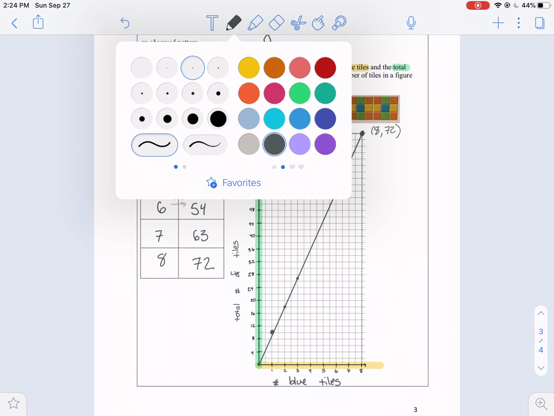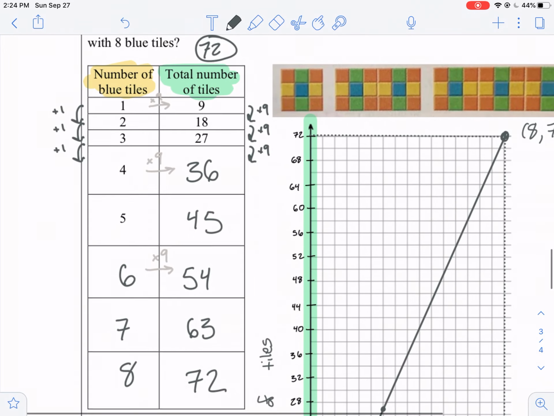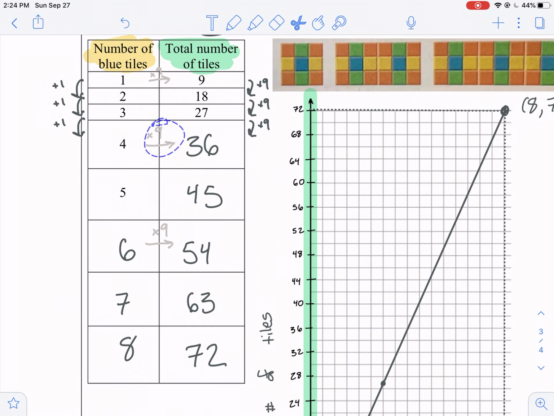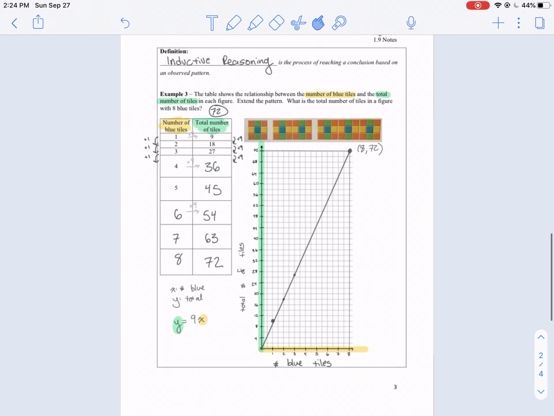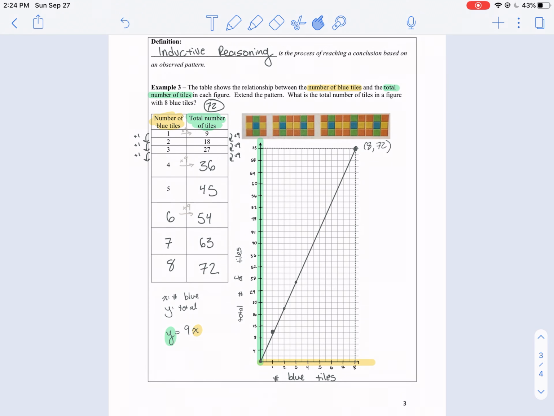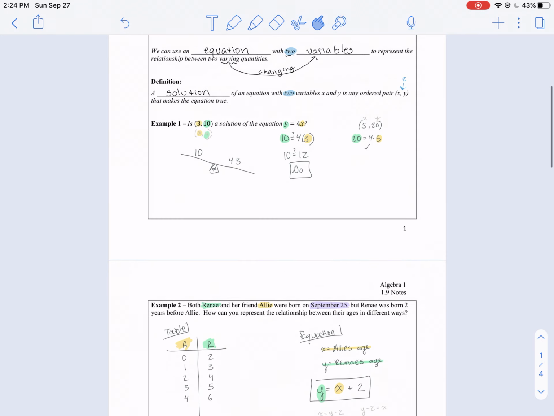Let's do one more. Let's represent it in an equation. You notice the pattern in the table right here, that you go times 9, times 9, times 9. So if x is the number of blue tiles and y is the total number of tiles, we'll say that the total number of tiles, oh no, Notability froze again. There you go. The total number of tiles is 9 times the total number of blue tiles. So there you have it. We represented relationships with 2 variables in an equation, in a graph, and in a table.